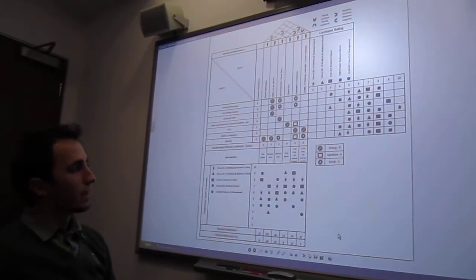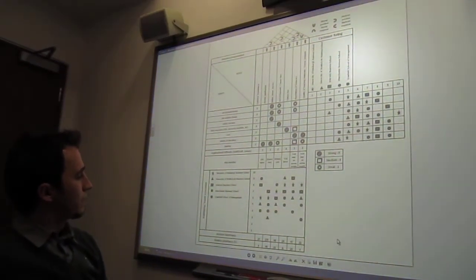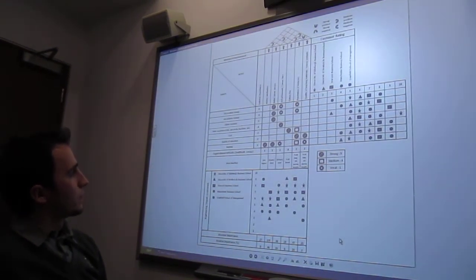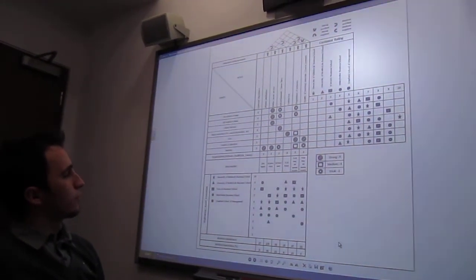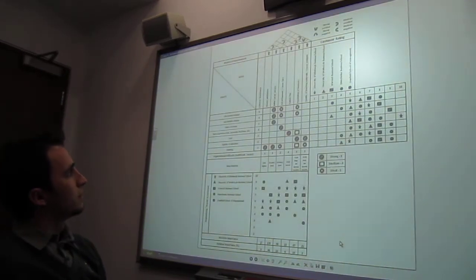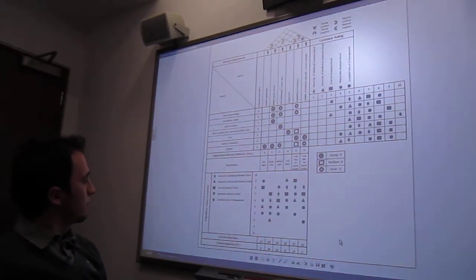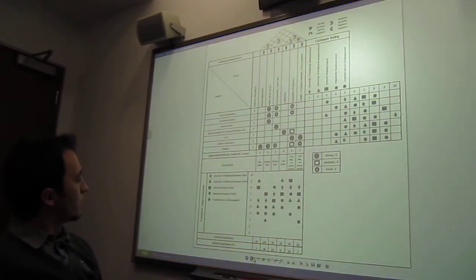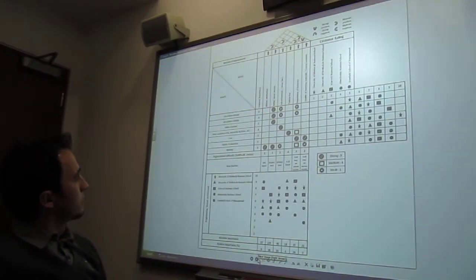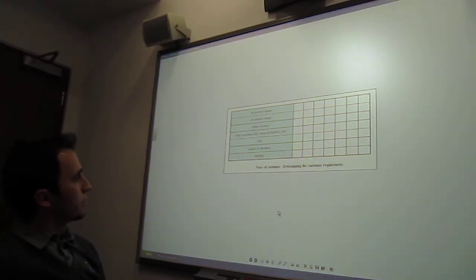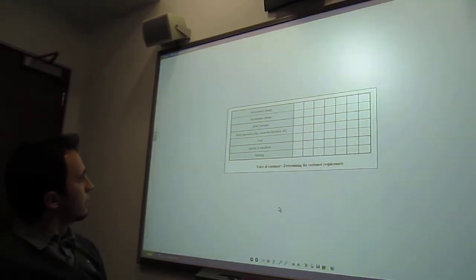Hello everyone. Now I would like to show you an example of a House of Quality matrix. I will use the example of the MBA program at University of Edinburgh Business School to build this matrix, and I will try to explain it step by step in the following pictures. Here is the first step to build the House of Quality matrix.